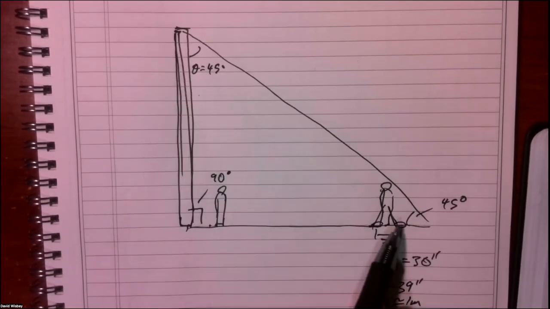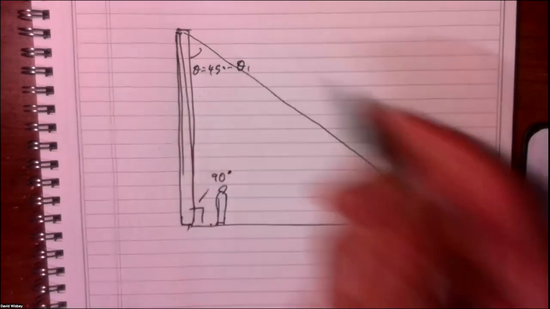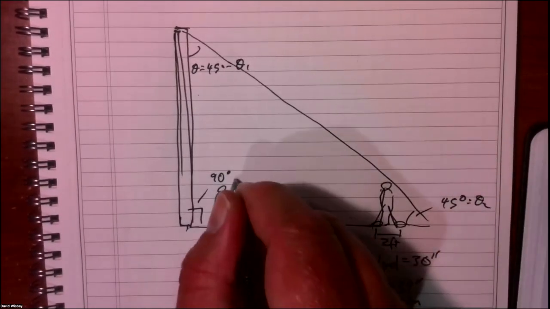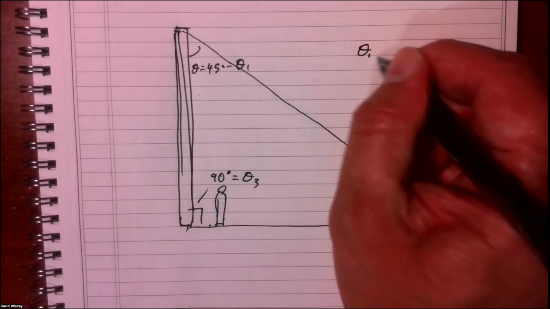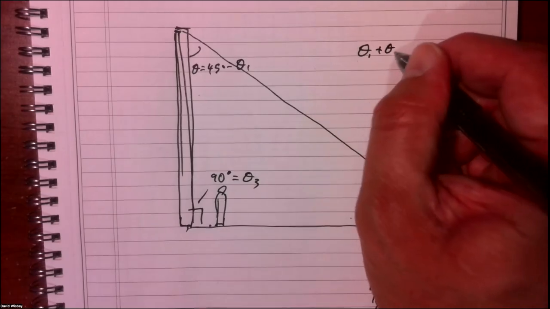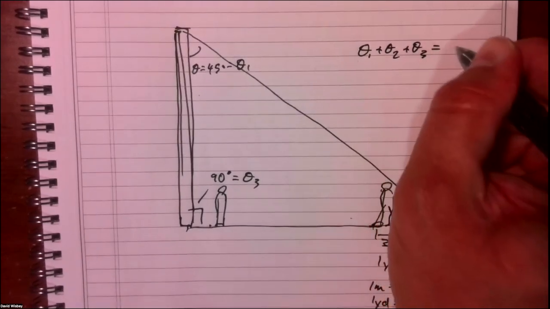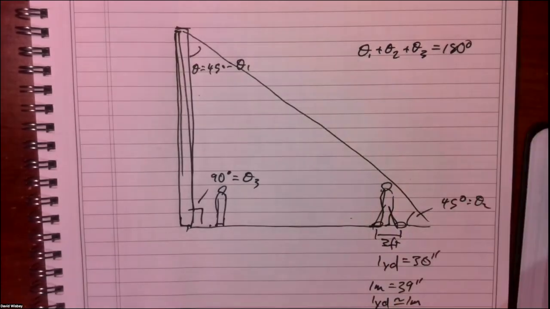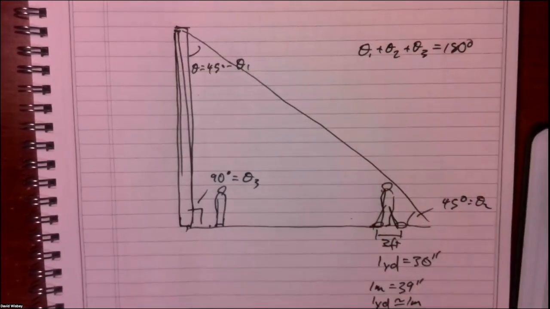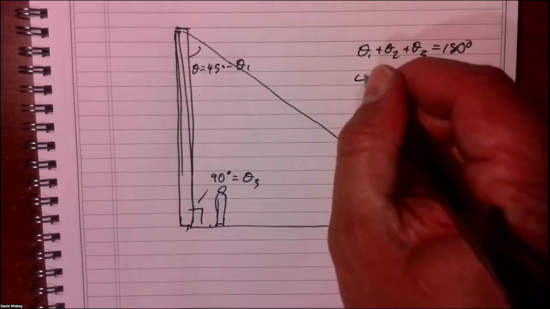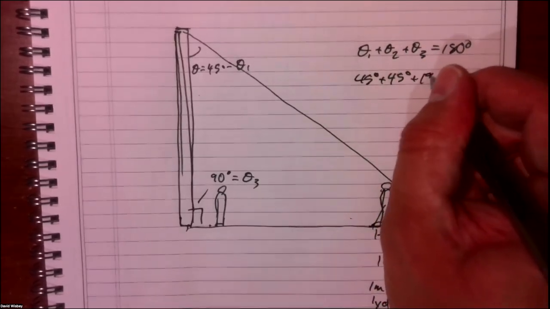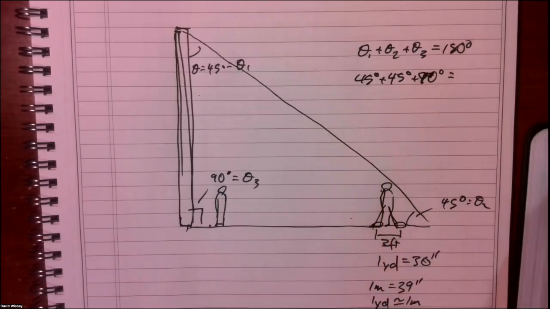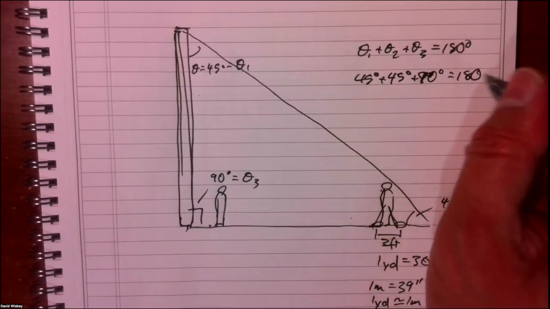If we add up all the inside angles of our triangle, theta 1, theta 2, and theta 3, these all have to equal 180 degrees. So let's look at our triangle. We have 45 degrees plus 45 degrees plus 90 degrees. Those do add up to 180 degrees.